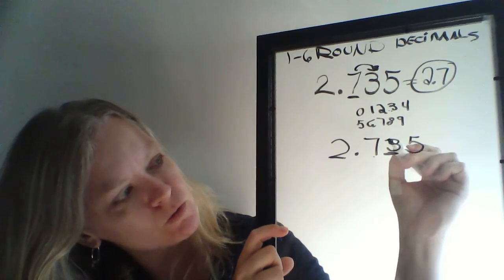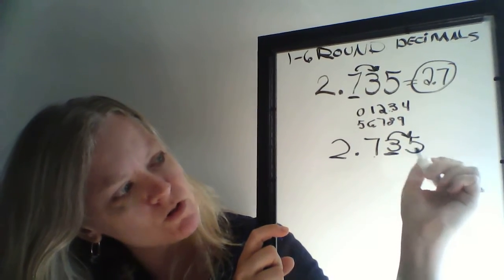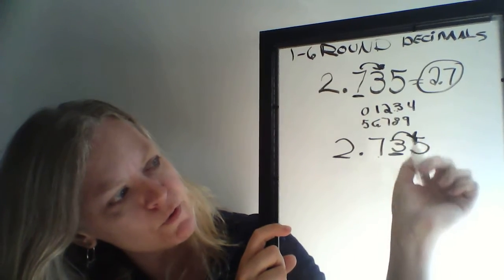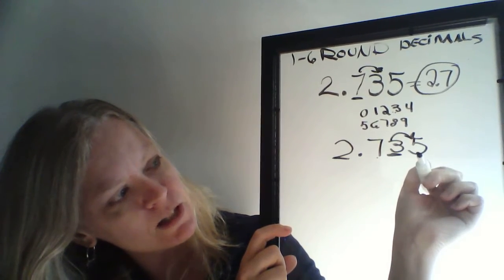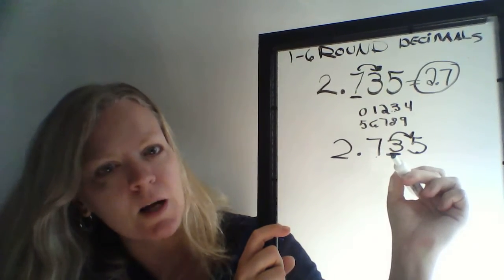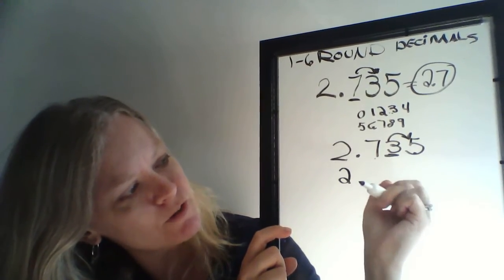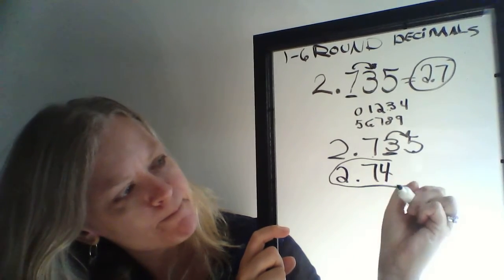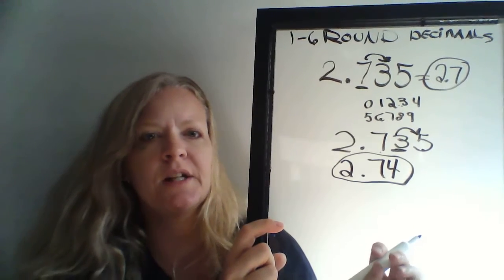So how do I know? I take the arrow to the number to the right. Remember the rule? 0, 1, 2, 3, 4: do I keep, or round up with 5, 6, 7, 8, 9? So the 3 rounds up to a 4. So I end up with 2.74.